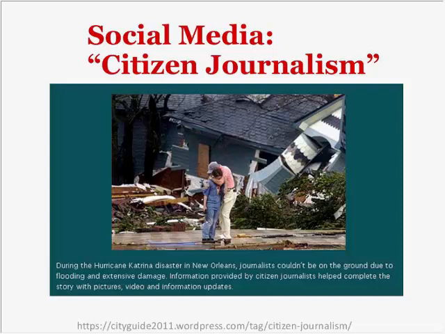Now, this can be a great thing. For example, this is a picture from Hurricane Katrina that was taken by someone who was there. So they were able to present this very moving image that gave you some information about what was going on there when the reporters couldn't get in. But at the same time, they're not obligated to present multiple sides of a story.